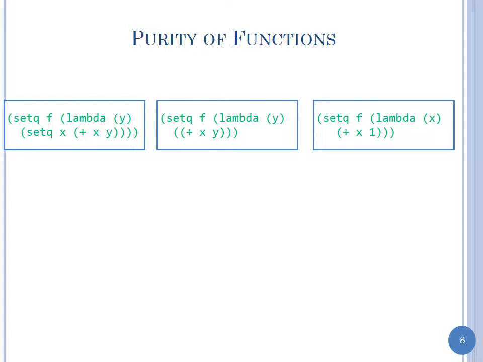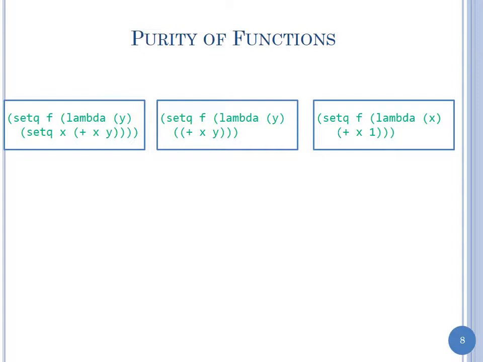Which here is the most impure, which is the most pure, and which is in between? Chris? The right one is the most pure. The lack of free variables, the existence of free variables makes it more impure. In mathematical functions, there are no free variables, there are no scopes.